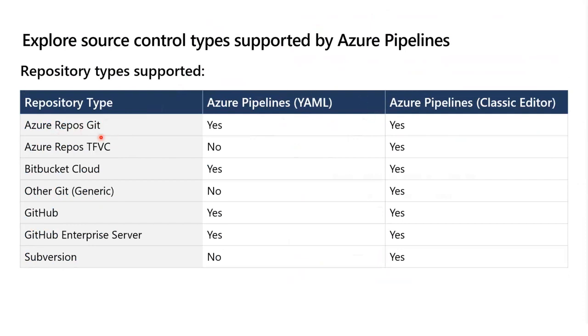For example, with Azure Repos Git, when my code is in an Azure Repos Git, I can execute both types of pipelines. However, if I have Azure Repos with Team Foundation, I cannot use the YAML definition. I can only use the classic editor, and so on. But with Bitbucket, both are available, either Git or generic. So by default, when I'm using the classic editor, the graphical user interface, all the sources are going to be available. And in contrast, when I am using the YAML definition, just a few of them will be available.